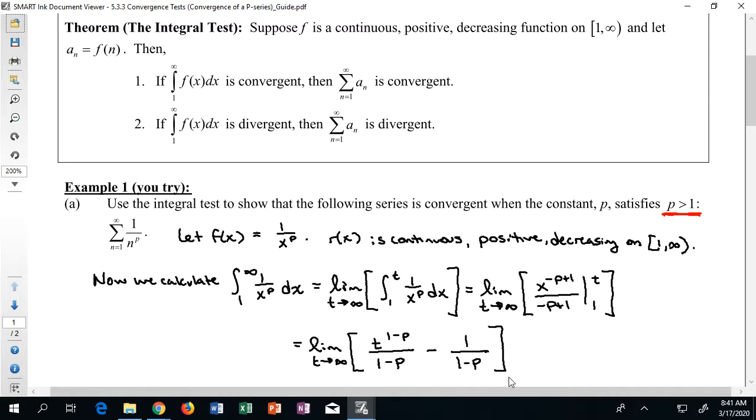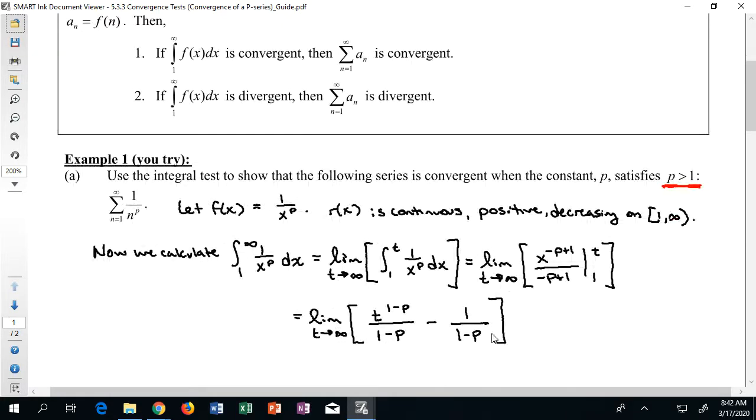So what I can see is that only one of these terms in here actually has the variable of t, so only one of these is going to get moved by the limit. This other piece over here is just a constant, so that's going to hang around. So really whatever this first term does is going to dictate everything. If this term converges, then the whole thing converges. And if this diverges, the whole thing diverges.